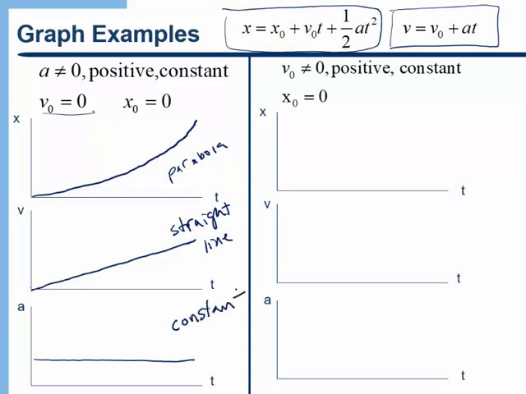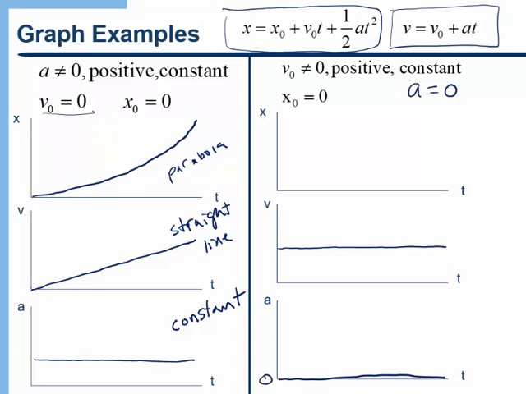Okay, so when we have a constant acceleration, the velocity graph is always going to be linear, and the position graph is always going to be a parabola. The only exception there is what if the acceleration is 0? So in other words, v naught, the initial velocity, is not equal to 0, and it's positive and it's constant. So v looks something like this. Well, the acceleration clearly is 0 because the velocity is not changing. So our acceleration is 0.